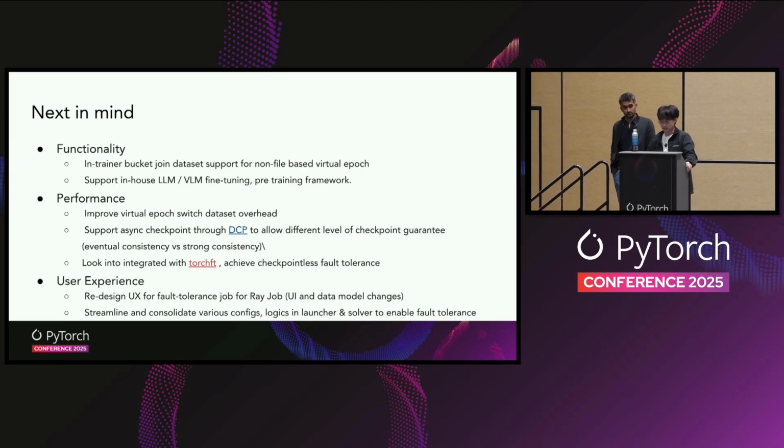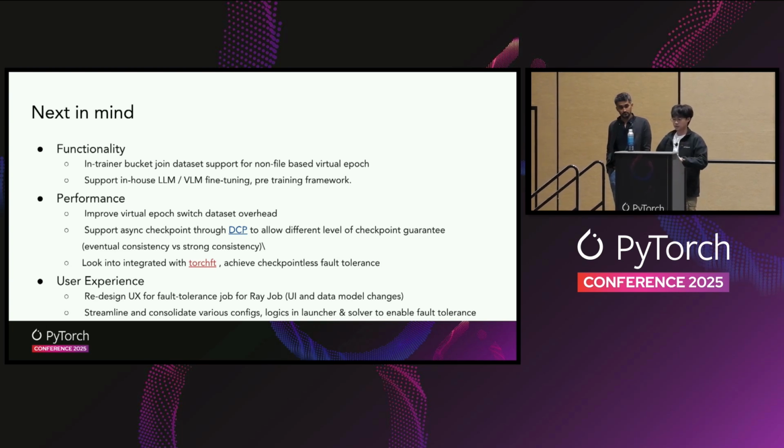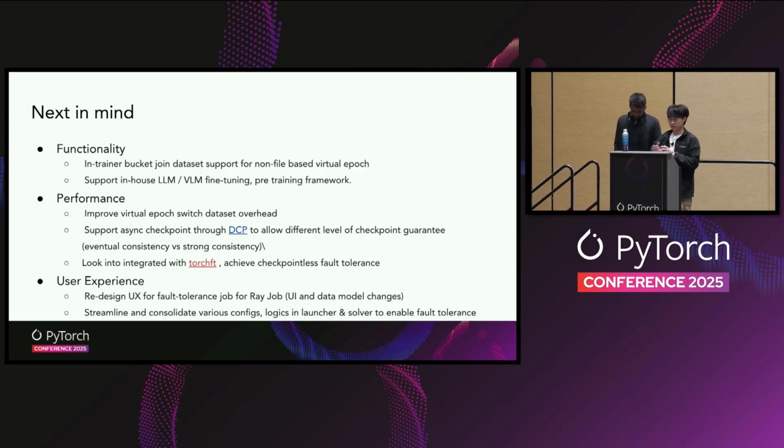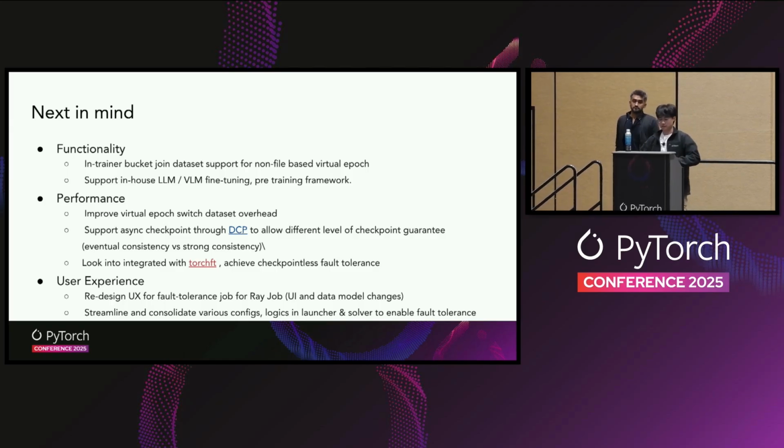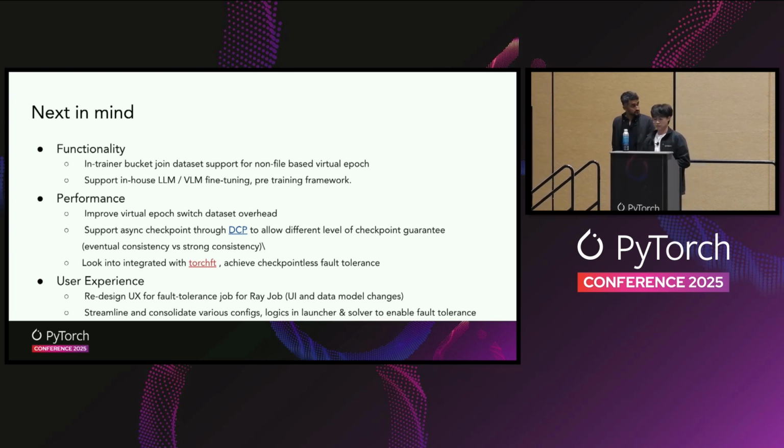Looking ahead, we'll focus on 3 areas, starting with functionality. Remember we talked about how the Ray data loader has some limitation, where you have to logically split your data. We want to make that pattern more generic, so even if you're doing, let's say, an Iceberg bucket join, you are able to do that in a non-file-based virtual epoch. And we also want to grow the adoption for other in-house training frameworks. We have an LLM, VLM fine-tuning pipeline, and we want to use that for more adoption.